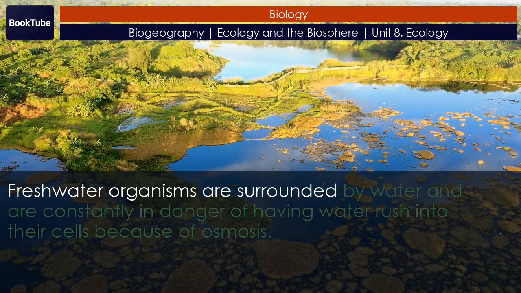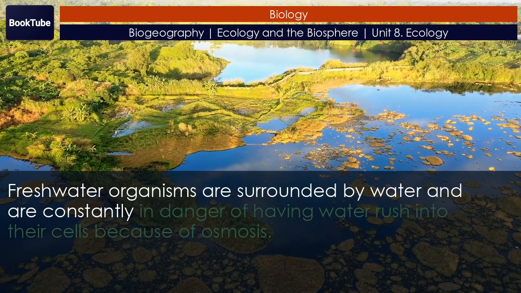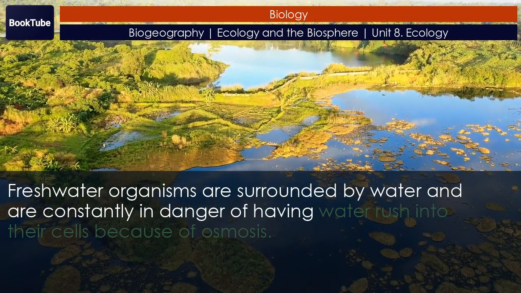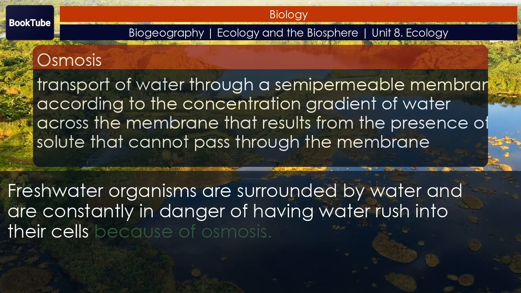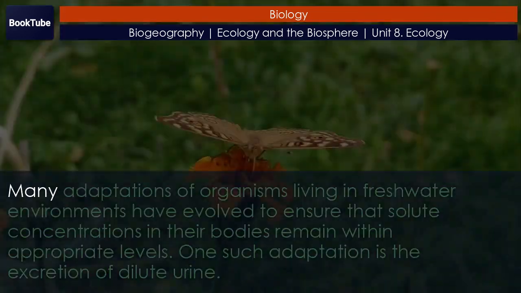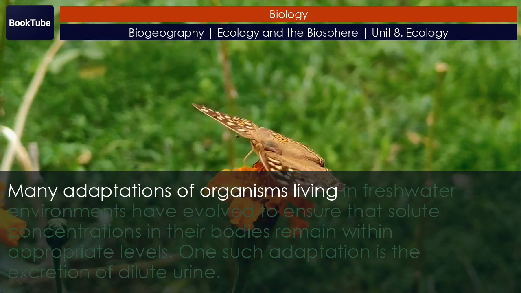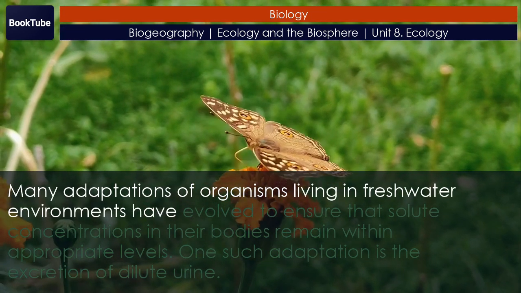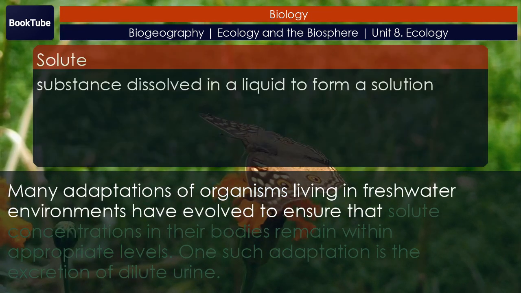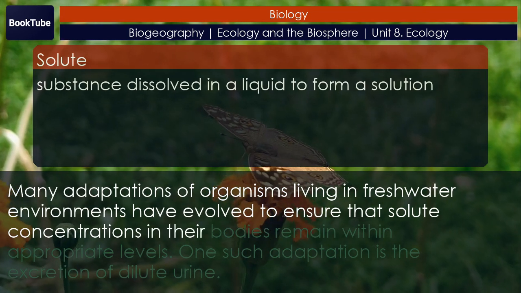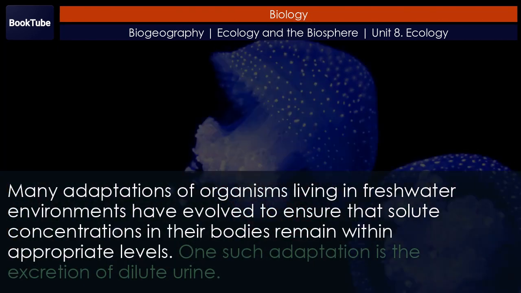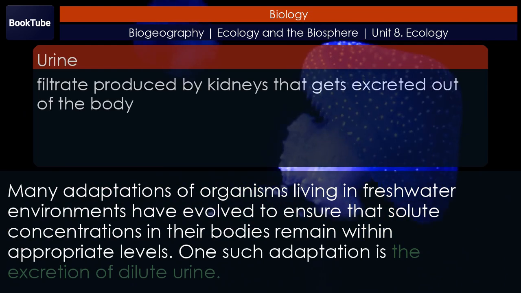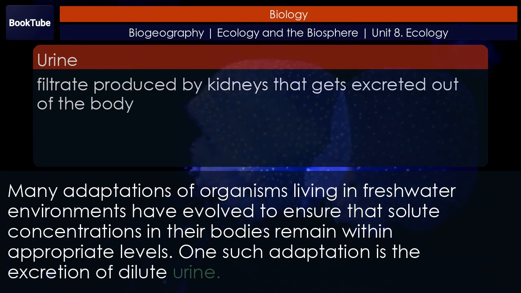Freshwater organisms are surrounded by water and are constantly in danger of having water rush into their cells because of osmosis. Many adaptations of organisms living in freshwater environments have evolved to ensure that solute concentrations in their bodies remain within appropriate levels. One such adaptation is the excretion of dilute urine.